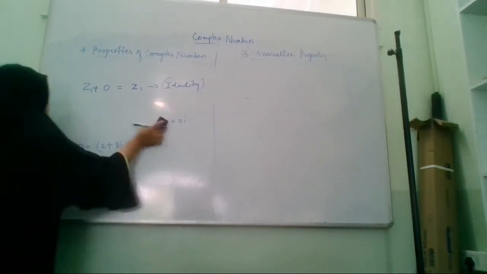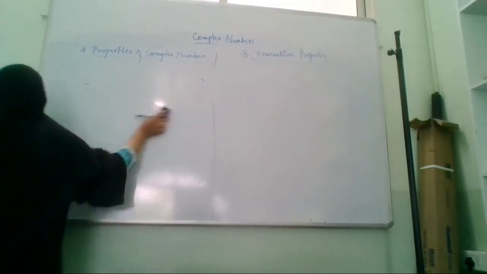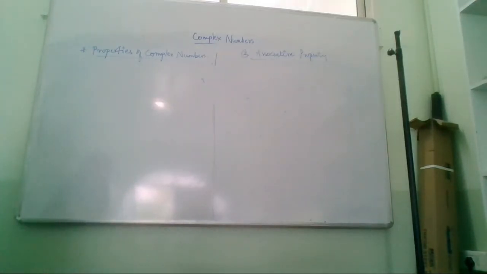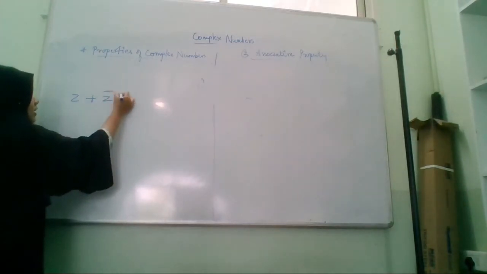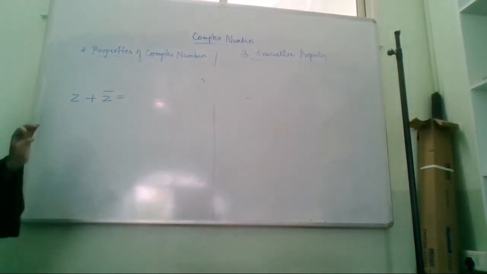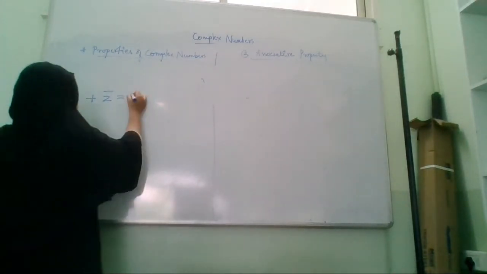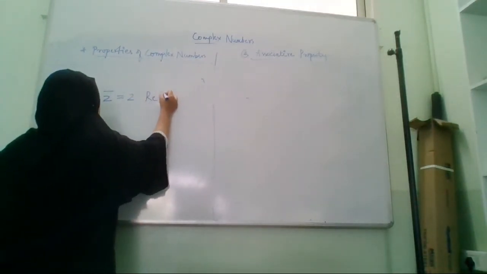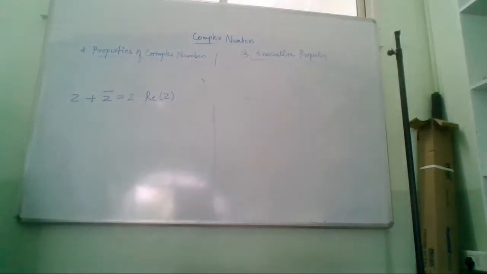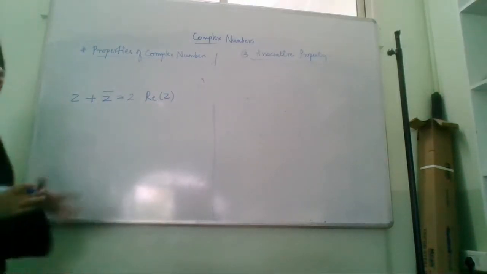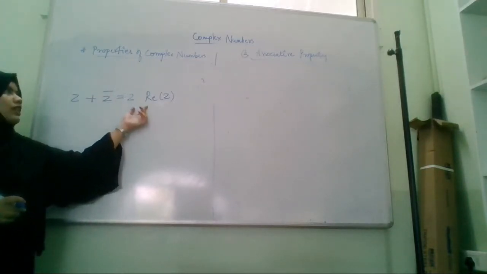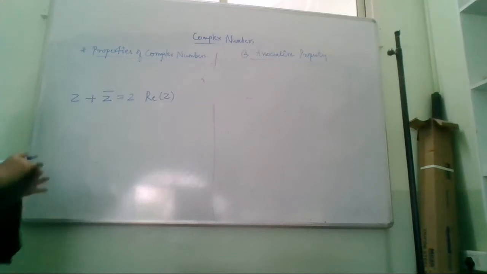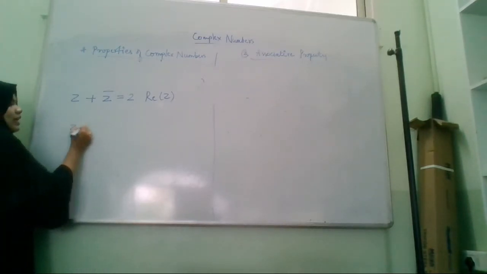So this is identity property. Now the next property, which is a very important property: a complex number together with its conjugate will give you 2 times the real part of Z. This is a very important property. It means if you add a complex number and its conjugate, you will get 2 times the real part. It means the imaginary part will be eliminated. Okay, so we will see this by taking an example.